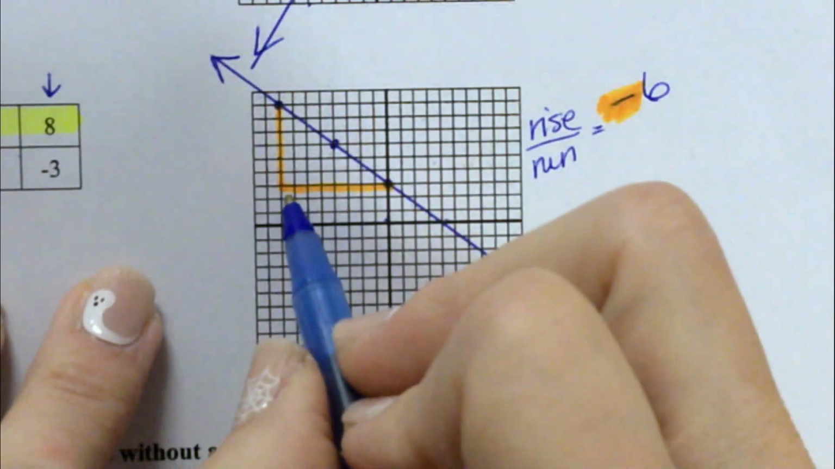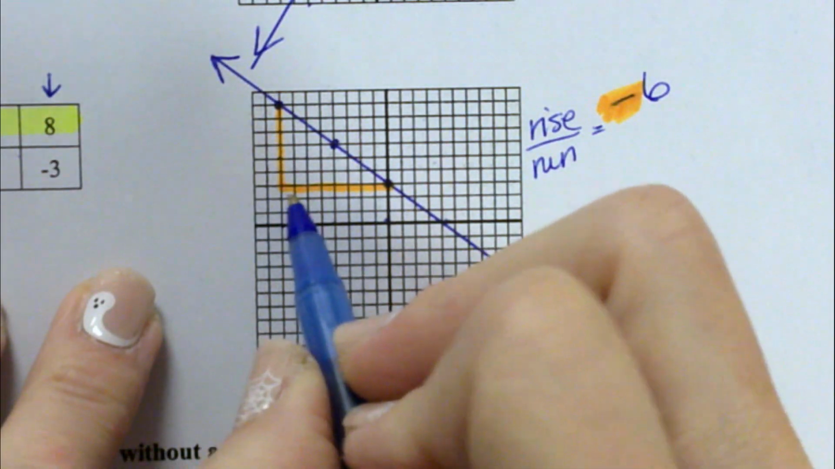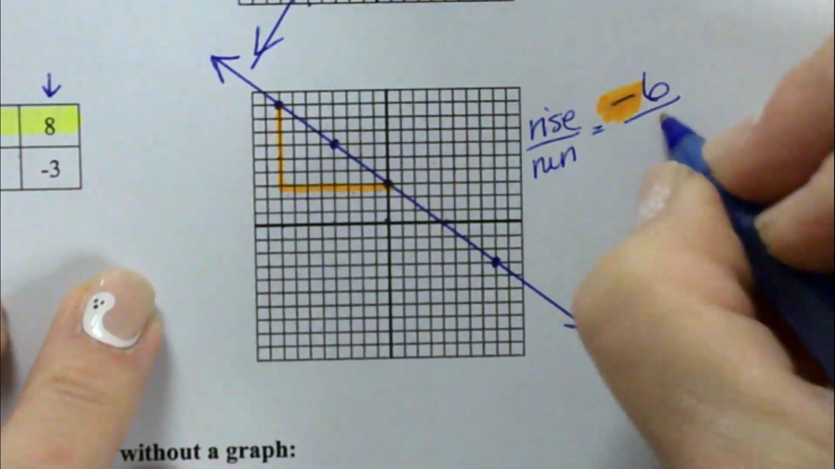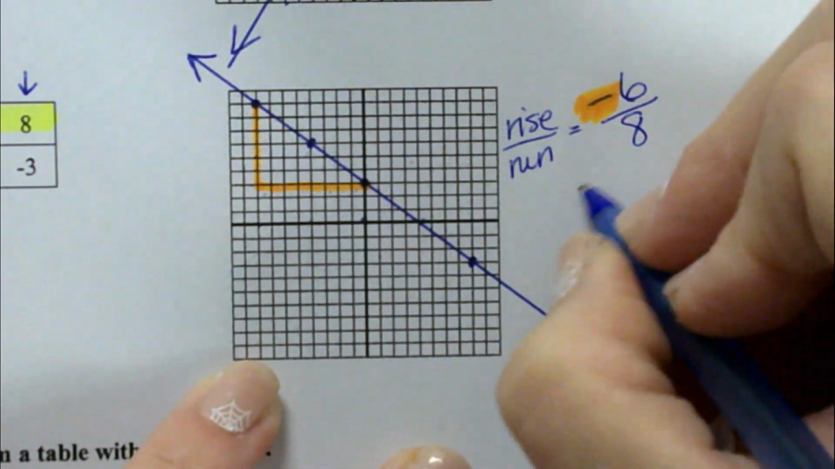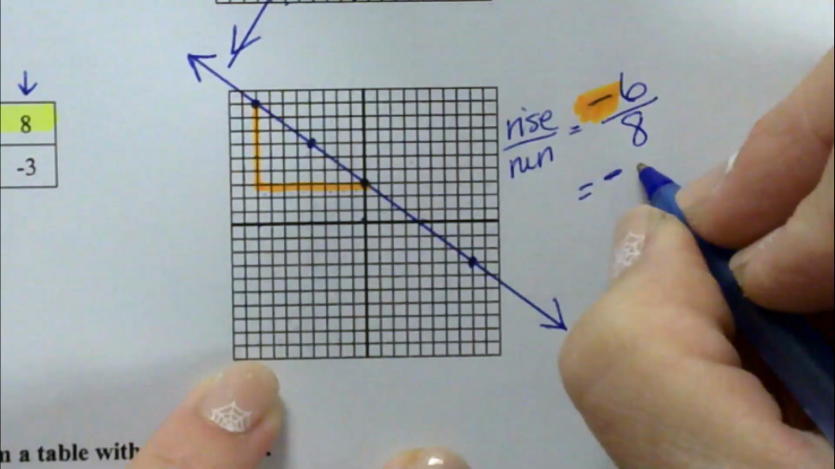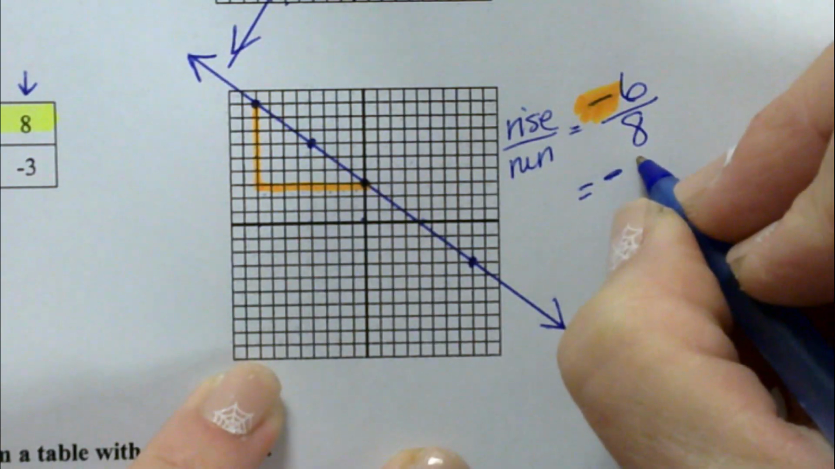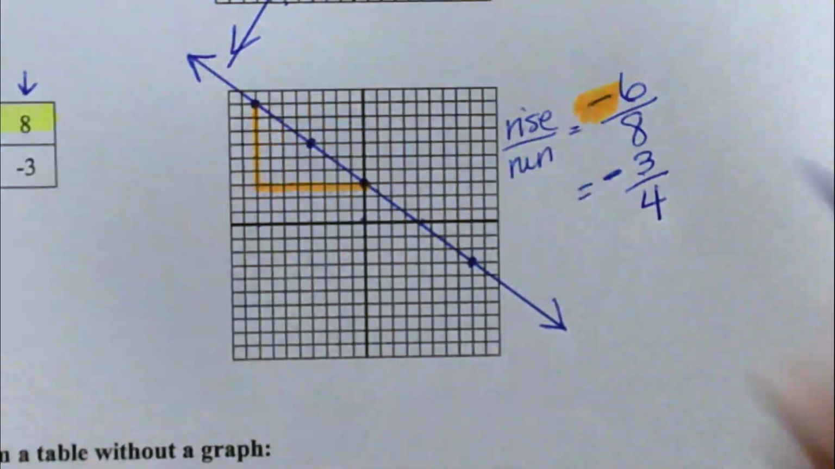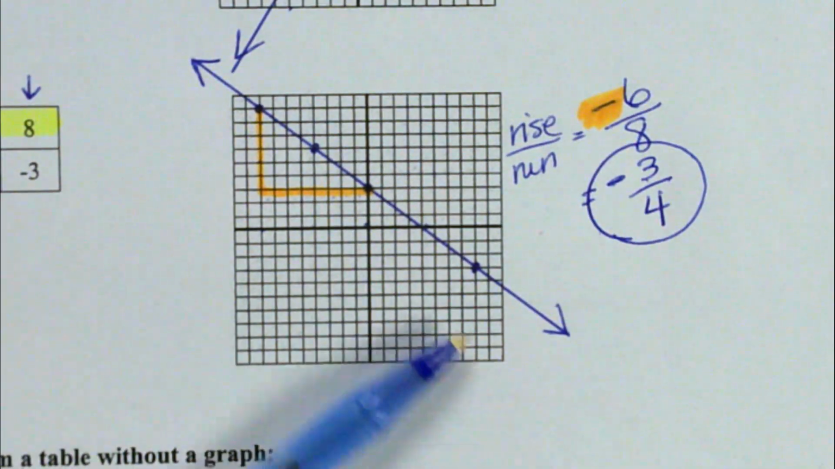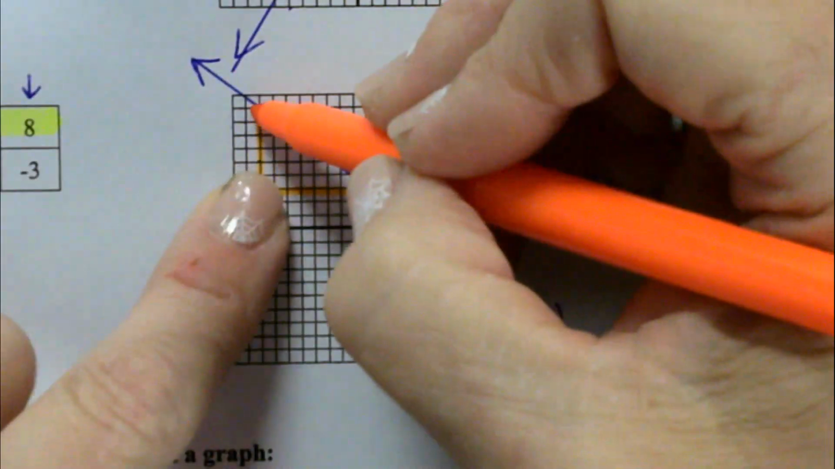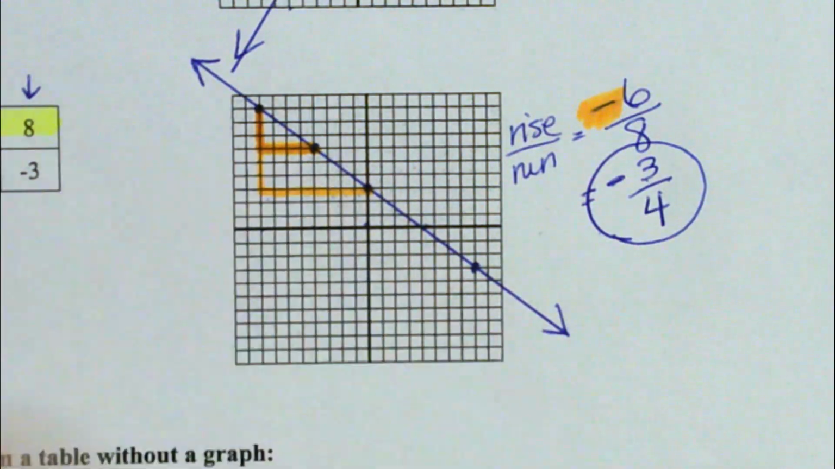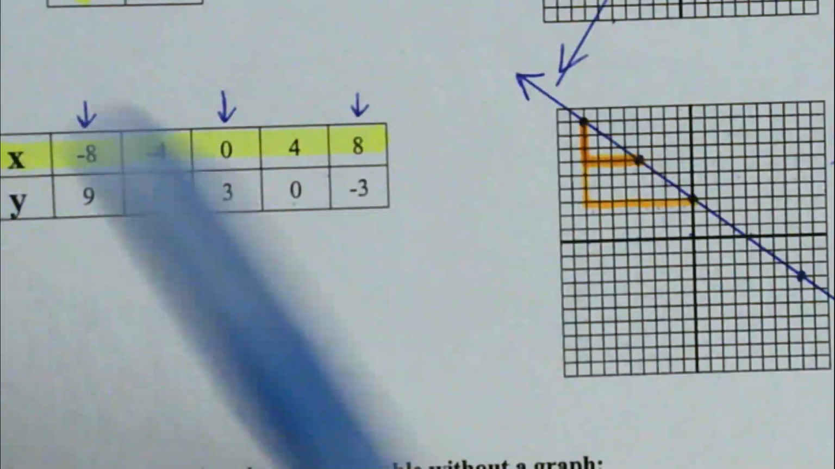Okay, and then how many is this? 1, 2, 3, 4, 5, 6, 7, 8. All right, can I leave my slope like that? What do I have to do? Reduce it. So I get negative 3 over 4. So this is my slope. By the way, I want you to look right here. If I go down 3 and over 4, do I hit that dot that I did not graph? Yep. And then just one more time, let's verify.